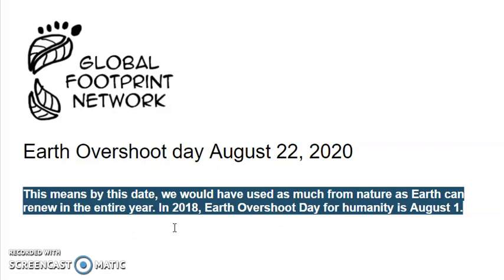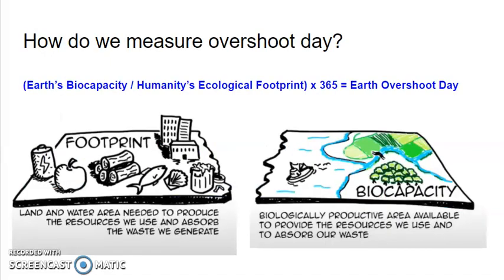But ideally, we need to use as nature produces. We shouldn't overshoot here. So it should be 365 days. However, we consume faster than Earth can produce. How do they calculate this? I was very curious about that. How do we measure overshooting day? So what they do, they calculate Earth biocapacity divided by humanity's ecological footprint, and then they multiply it by 365 days.